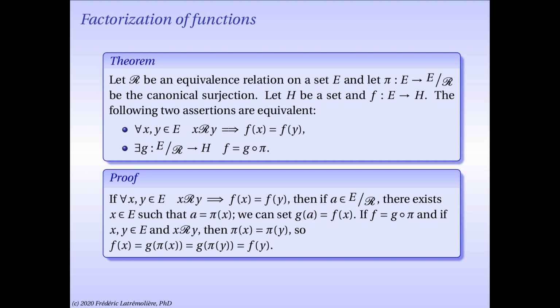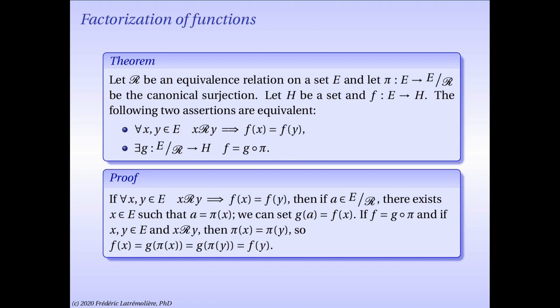On the other hand, if f is factored in the form g composed with pi for some function g from the quotient space, then if you take any two points x and y in E that are equivalent, we've proved early on that their images by the canonical surjection are equal. In other words, their equivalence classes are equal. And so f of x is g of pi of x, but pi of x is pi of y, so g of pi of x equals g of pi of y, which by definition is f of y. So we see that f is constant on the equivalence classes.